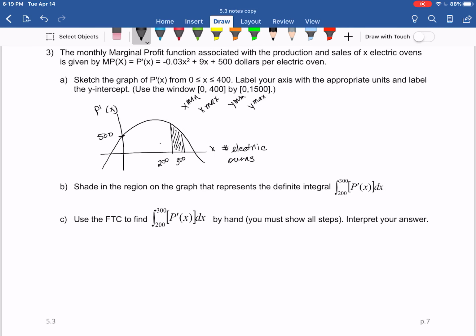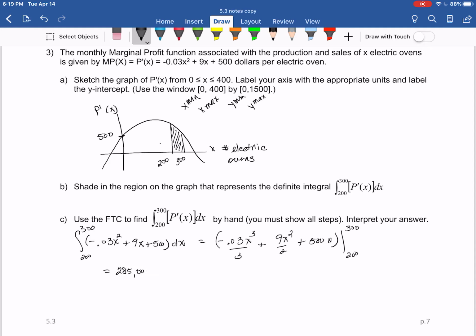The integral therefore goes from 200 to 300. The P prime function I will recopy here, and this is integrated with respect to X. That is the only variable that we have anyway. So we're going to end up getting negative 0.03 X to the third divided by 3, plus 9X squared divided by 2, plus 500 times X. This is going to get evaluated from 200 to 300. So you plug in the top limit minus plugging in the bottom limit. You're going to end up getting some numbers that look like this.